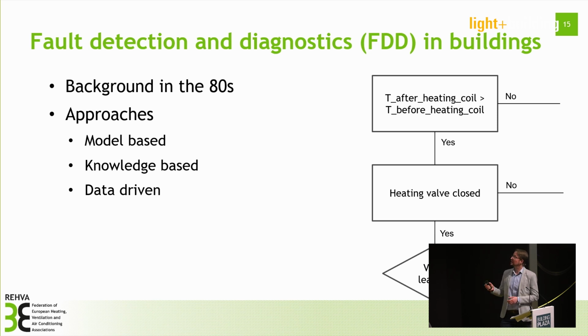An example of a ventilation system where we first check: is the temperature after the heating coil larger than the temperature before the heating coil? If yes, is the heating valve closed? And if yes, we can say that there's a valve leakage in the heating coil. The third approach is data-driven, meaning these machine learning methods.